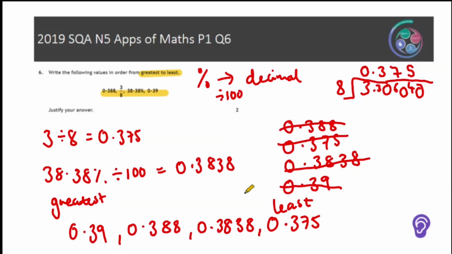So our numeracy skill to focus on there is knowing how to go from fractions to percentages to decimals. So a fraction is just the top divided by the bottom. To go from a percentage to a decimal, we're dividing by 100. Nice and straightforward.